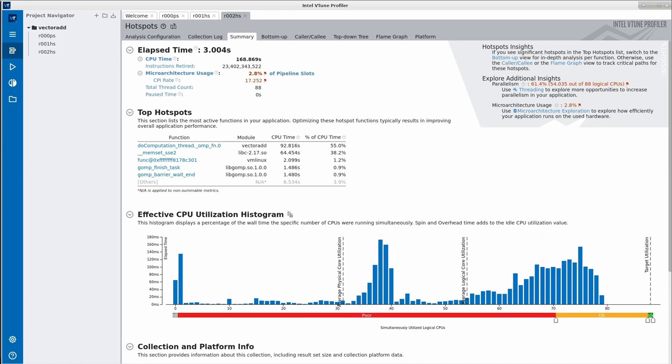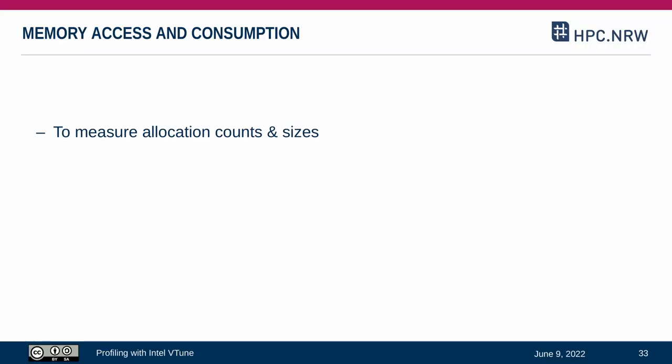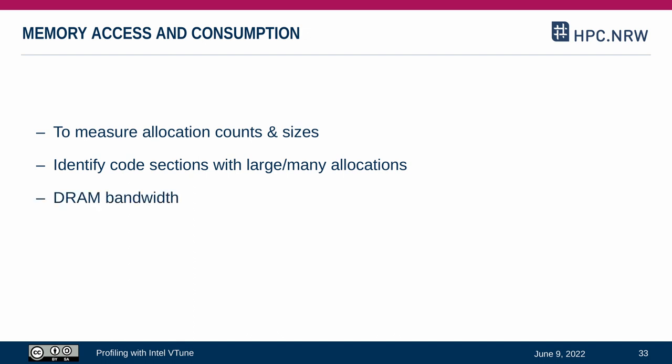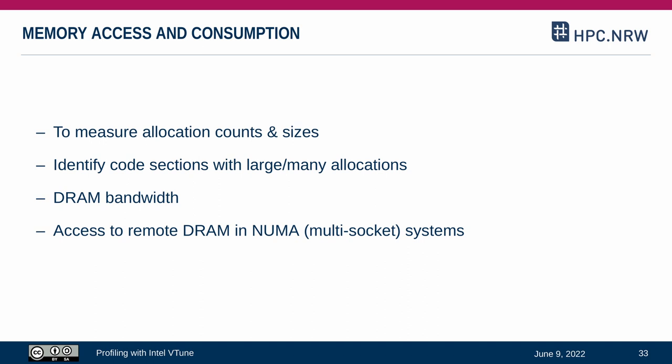The memory access and consumption analysis types measure memory allocation counts and sizes to help with optimizing memory usage. These analysis types provide a powerful approach to quickly identify problematic code sections that allocate a large chunk of memory or perform many small allocations. They can measure the memory bandwidth utilization as well as access to remote memory in NUMA systems. Keep in mind that these analysis types can quickly grow in size, so it is useful to focus on a very small test case here.